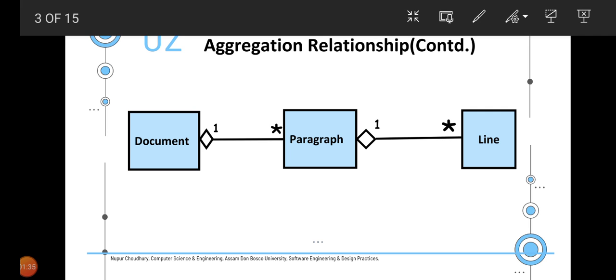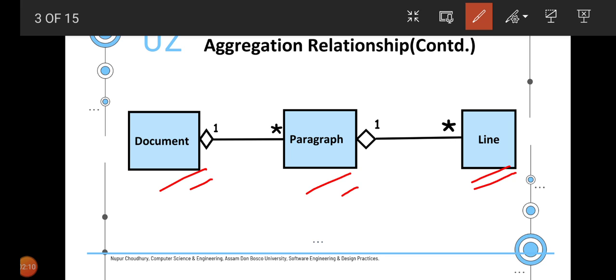There are three different classes: document, paragraph and line. Basically these three different classes will be a collection of each other. For example, a document is basically a collection of paragraphs. A paragraph is again a collection of lines.